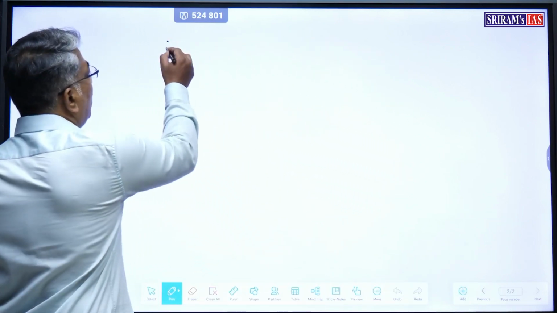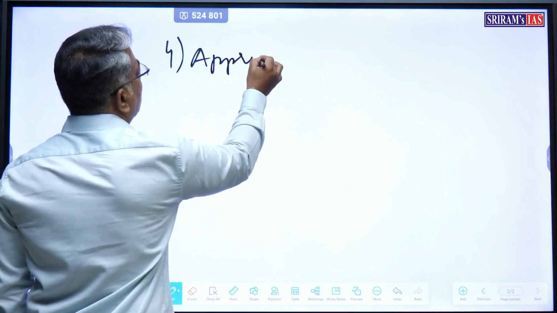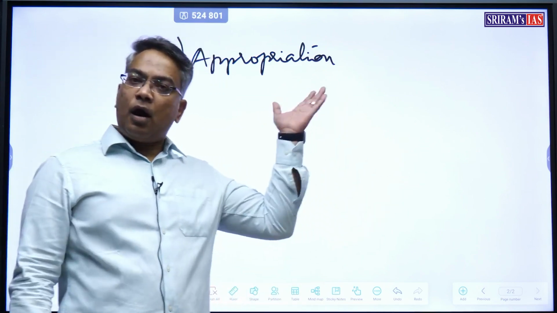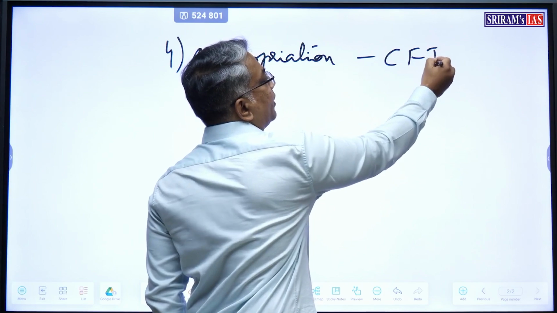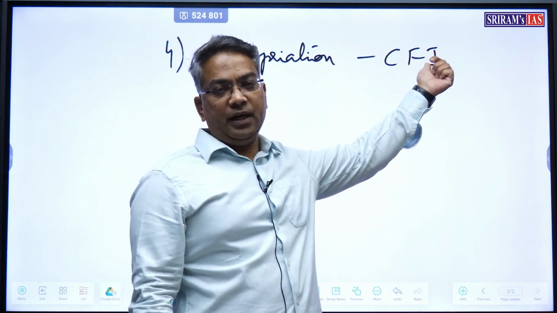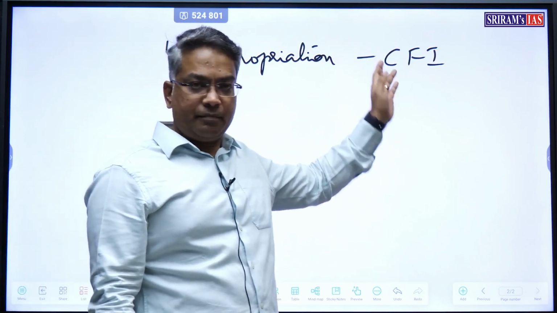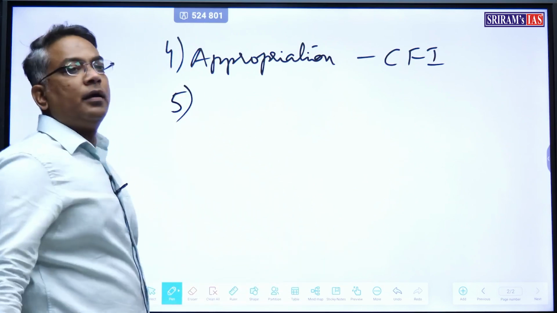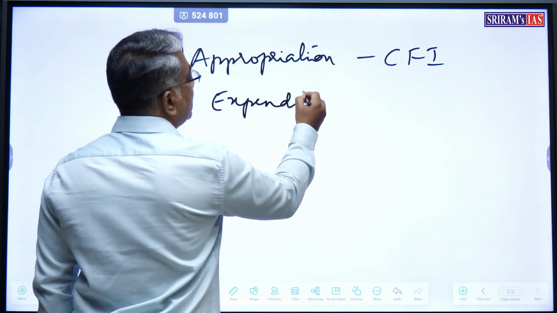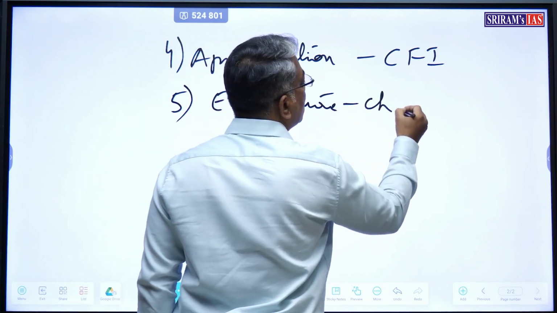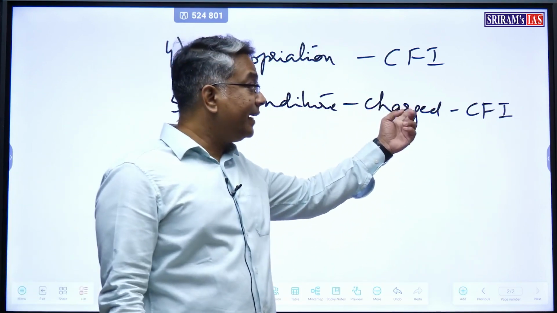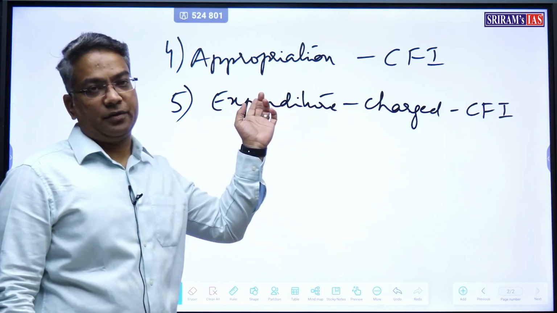So, also related to appropriation of money out of the Consolidated Fund of India. With the help of the appropriation bill, we appropriate money from the Consolidated Fund of India, that is after the passage of the appropriation bill by the Parliament. Declaration of any expenditure charged on Consolidated Fund of India and the increase in amount of such expenditure. Okay.